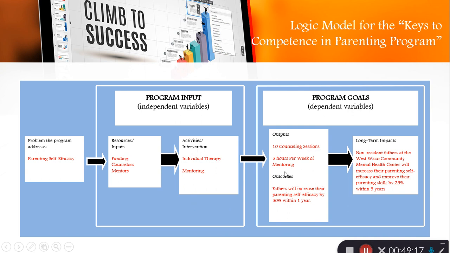Here is our logic model that I was just referencing in the last slide. So if we were developing a program for the non-resident fathers that we have been discussing, the problem that we would be focusing on would be that of parenting self-efficacy. And our potential resources could be funders, counselors, and mentors. Our activities or interventions could be individual therapy and mentoring, as we've been discussing. And then in this case, our outputs could potentially be 10 counseling sessions and 5 hours per week of mentoring. And then our expected outcome could be that fathers will increase their parenting self-efficacy by 50% within 1 year.